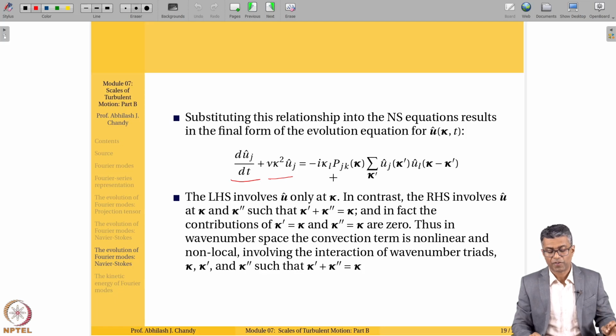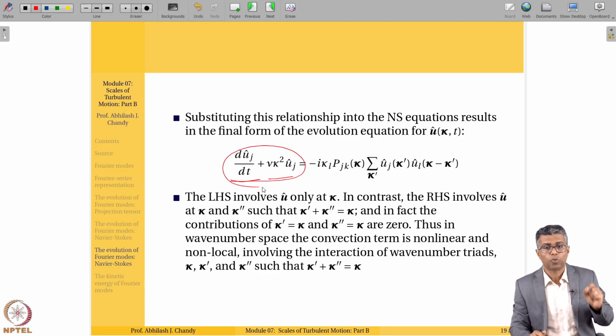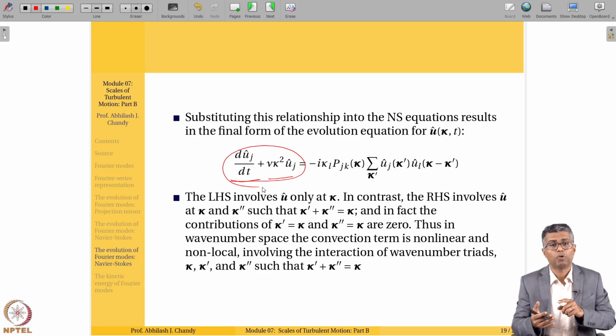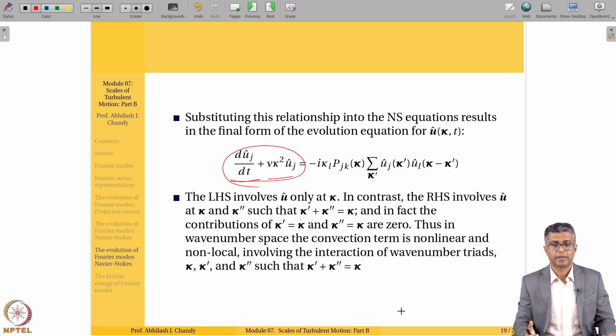So now just a little bit of explanation. The LHS involves U hat only at kappa. This ODE here is only for the kappa wave numbers. In contrast, the RHS involves both kappa prime and kappa double prime in such a way that you always have a dependency, in such a way that kappa prime plus kappa double prime is equal to kappa. Okay, so in fact the contributions of kappa prime equal to kappa and kappa double prime equal to kappa is 0 because of the Kronecker delta thing.